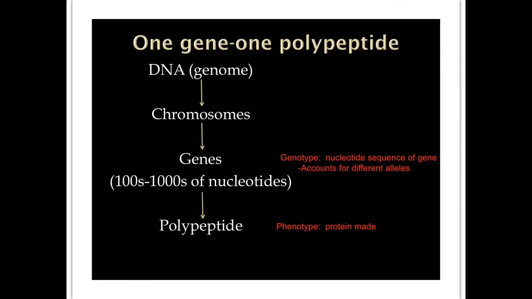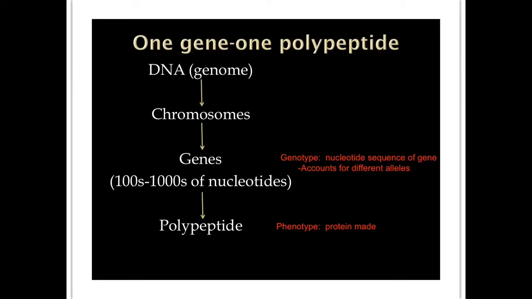So the way that DNA is organized is that an organism's DNA, all of which can be called its genome, is divided up into chromosomes. Remember that prokaryotes just have one circular chromosome, but eukaryotes have multiple linear chromosomes. And then chromosomes each contain several genes. A gene is a segment on the chromosome that can be anywhere from 100 to 1,000 nucleotides long. One gene is going to code for one polypeptide or one protein.